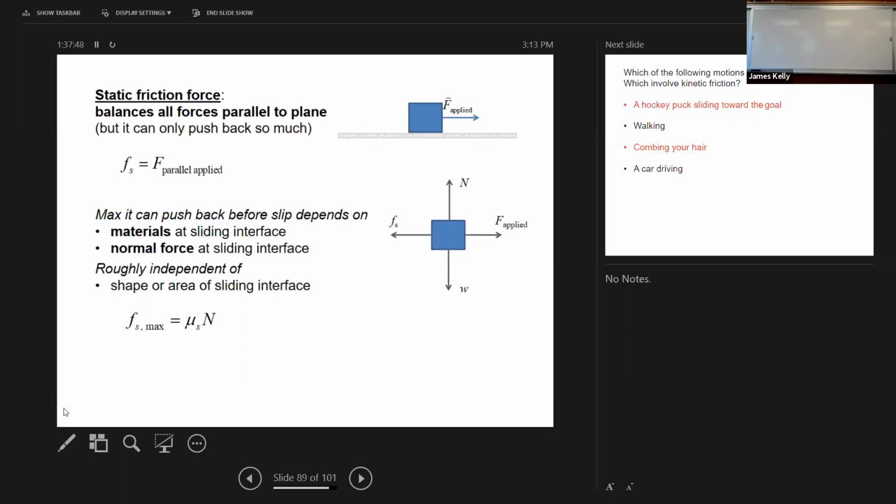That maximum force is a coefficient of static friction that depends on the materials, and it also depends on the normal force, right? Bigger, heavier object, bigger normal force, and that means you have to push harder to get it to break free. That means friction's pushing back harder. But notice, this isn't always acting, right?